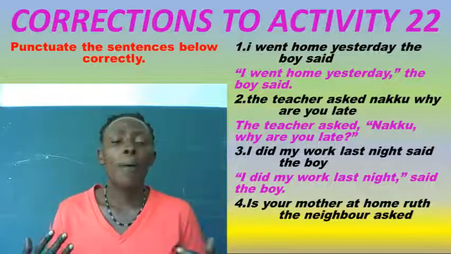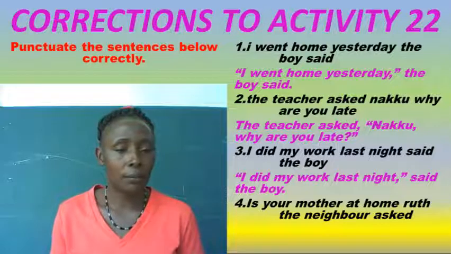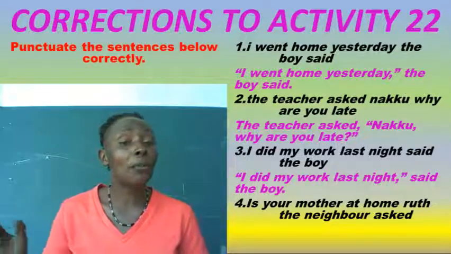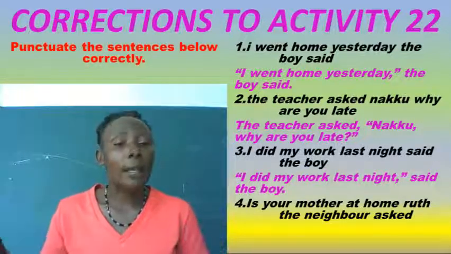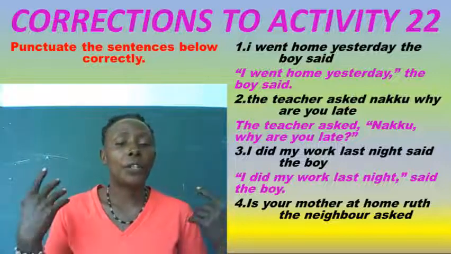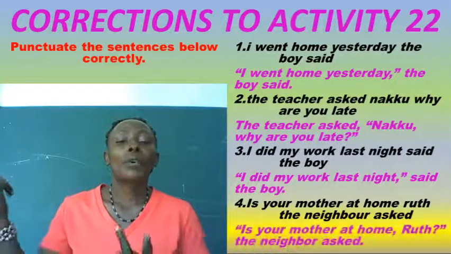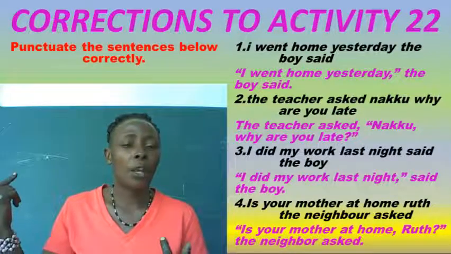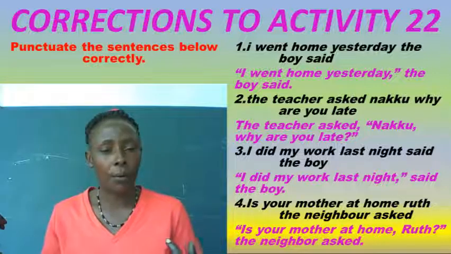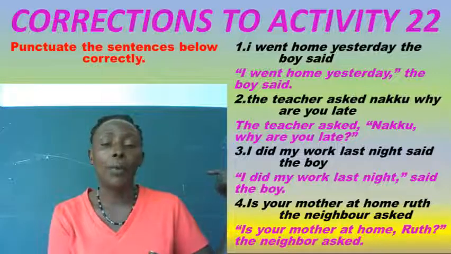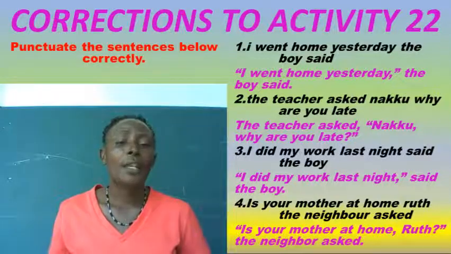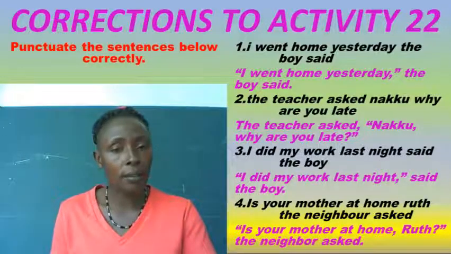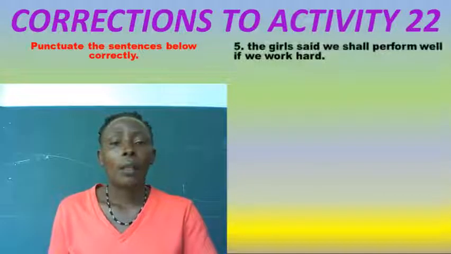which is, is your mother at home, Ruth, the neighbor asked. The sentence is not punctuated, so we need to punctuate it. The statement is in interrogative form, but we need to punctuate it. It begins with the actual words and ends with the speech tag. So you have to begin with the quotation marks and the helping verb. Is your mother at home? You are going to mention the proper noun, Ruth, so you have to put a comma before Ruth. Is your mother at home, Ruth? Question mark, close with the inverted commas, then we end with the speech tag, the neighbor asked. So this is the answer to question 4. Let's look at question 5.